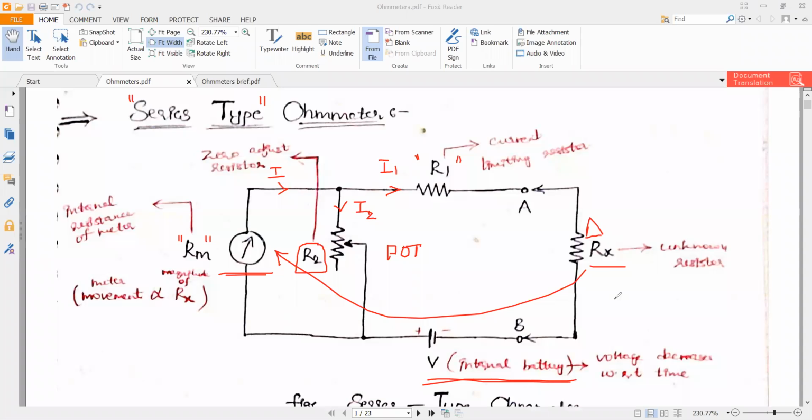This is the construction part of the series type ohm meter. I am going to take this terminal A and this terminal B. Across terminals A and B, I am going to place the unknown resistance Rx. I am placing this unknown resistance Rx in series with this PMMC meter. That is the point. Therefore, I can treat this ohm meter as the series type of ohm meter.